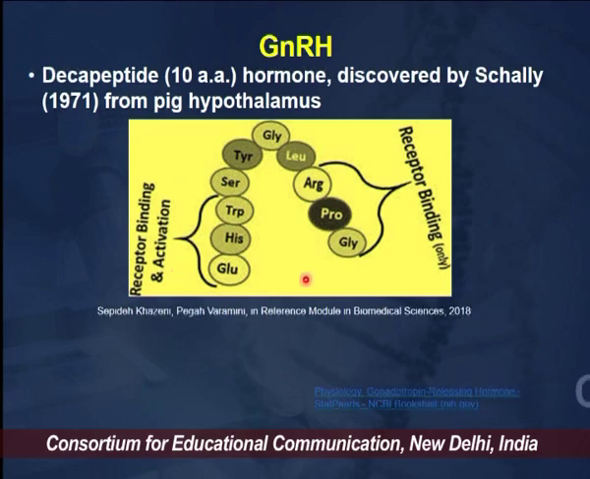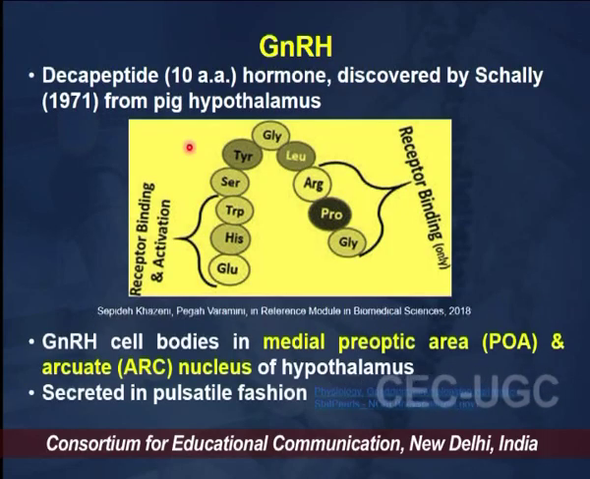So, this GnRH was first discovered from the pig hypothalamus by the rigorous work by Shelley in 1971. Now, this GnRH is produced actively in the GnRH cell bodies which are present in the hypothalamic areas referred to as MPOA, that is medial preoptic area, and arcuate nucleus. So these regions of hypothalamus contain the neurons which actively synthesize GnRH. And what is important here is that GnRH does not get constitutively expressed. It is released in a pulsatile manner.